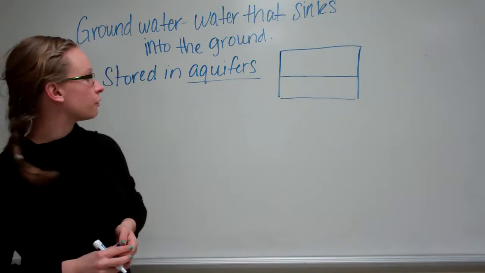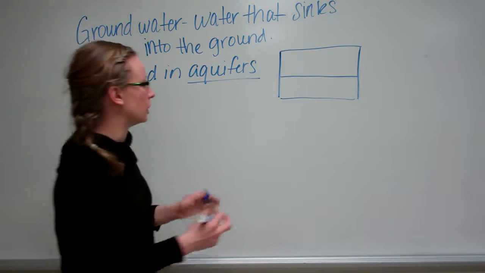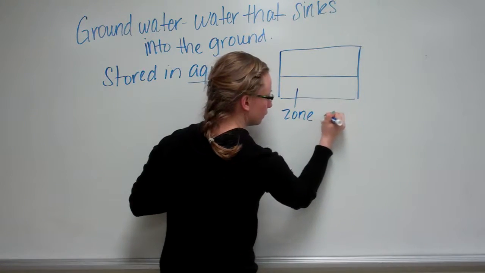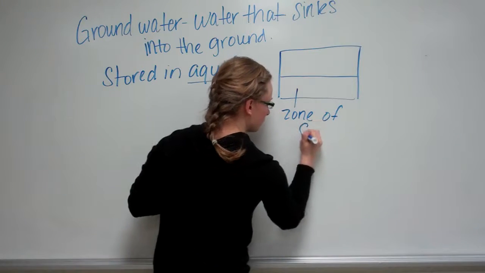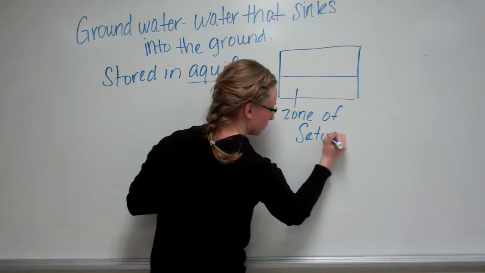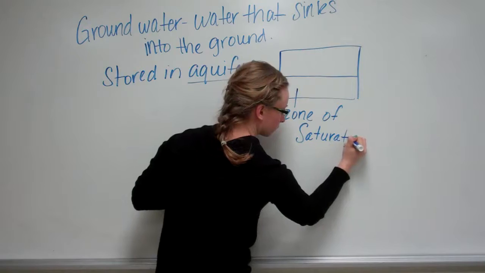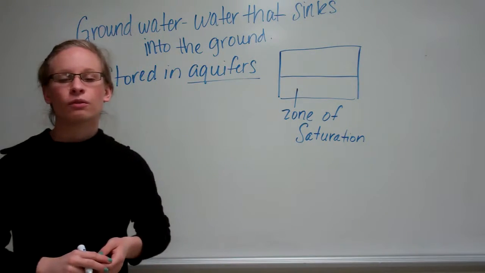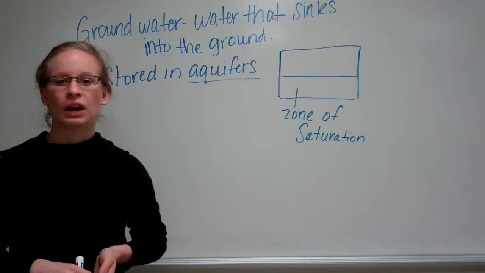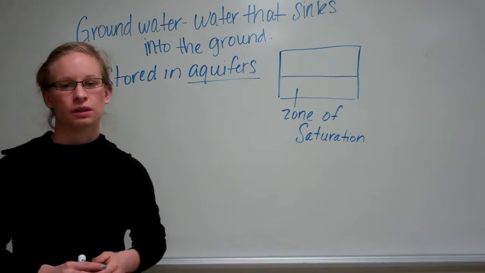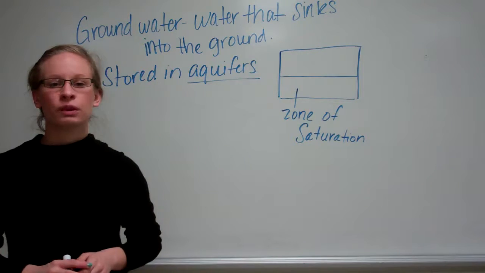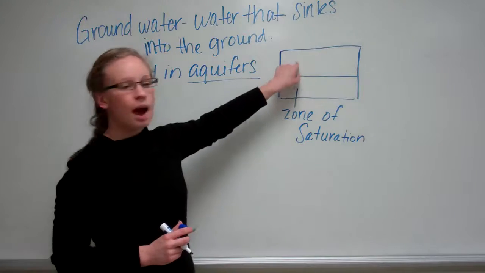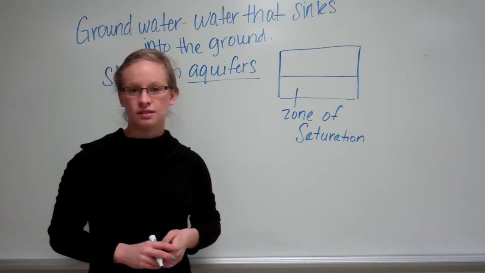to be familiar with. The first is what we call the zone of saturation. So this is going to be the bottom zone. Zone of saturation. That is the part of the aquifer that is completely filled with water. Every space that we have between the rocks of our aquifer completely filled with water. It's absolutely saturated.